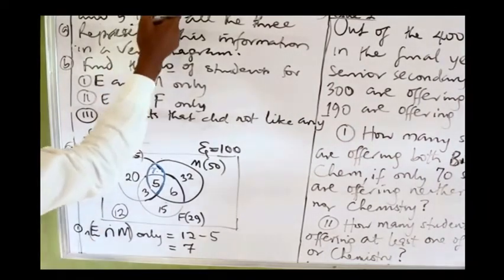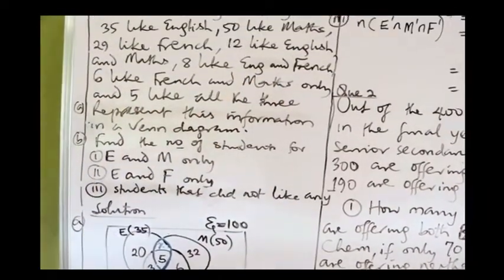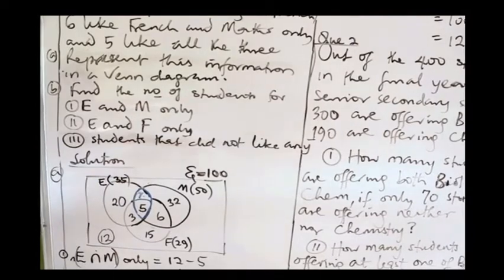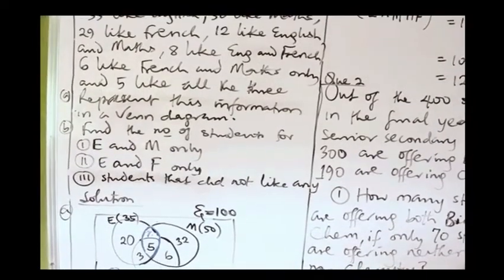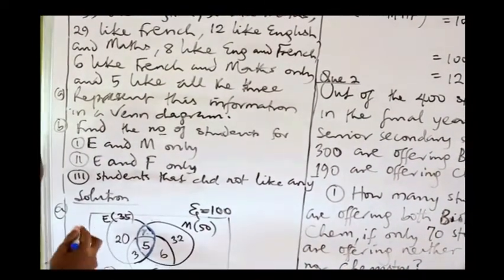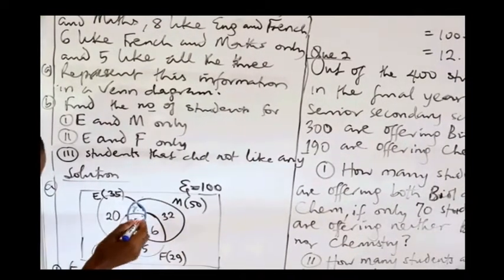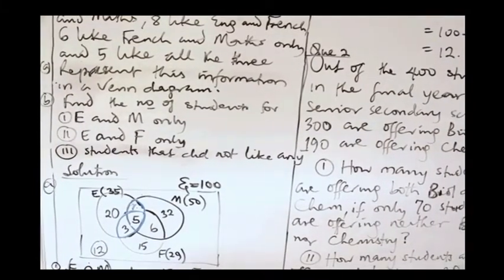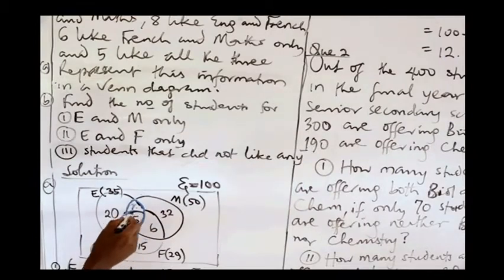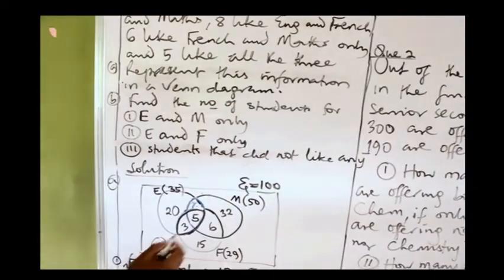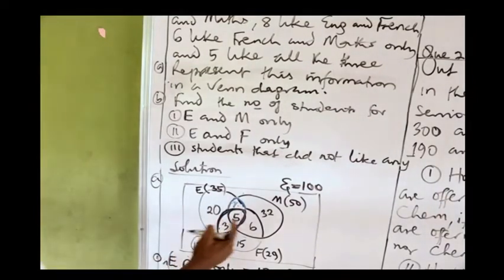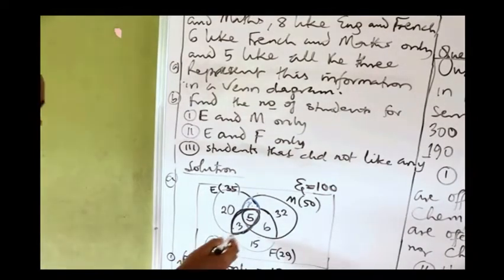The same way, we'll go further. 8 like English and French. This region represents English and French. Please follow me as I'm doing it. So if everything is 8 and part of it is 5, then the remaining one will be 3. 8 minus 5 will give us 3. That was how we got this 3.